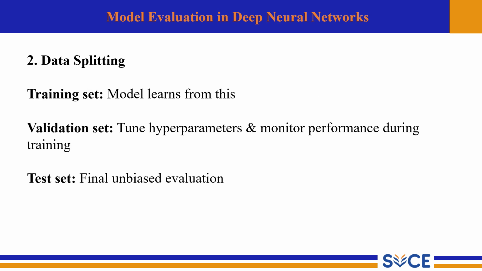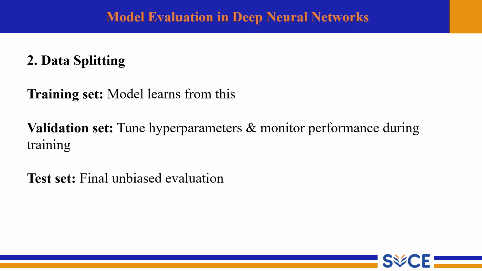Then the second one is data splitting. It is a key step in building a model. We usually split our data into three parts. The first one is the training set. This is where the model learns. It studies the patterns and tries to understand the data.